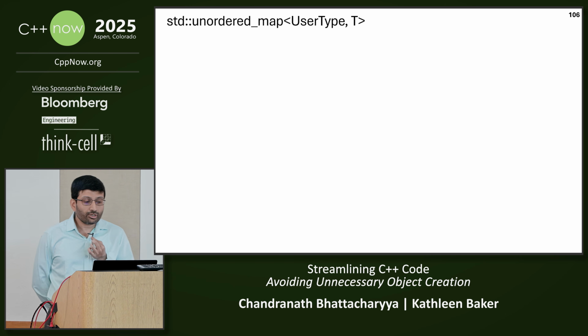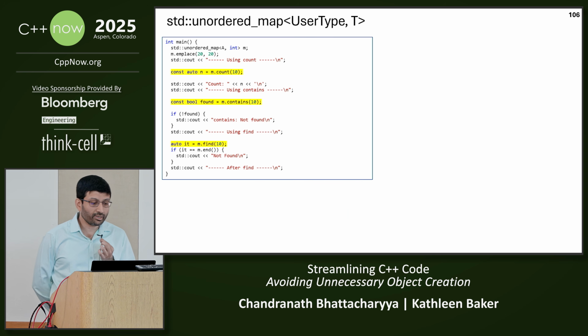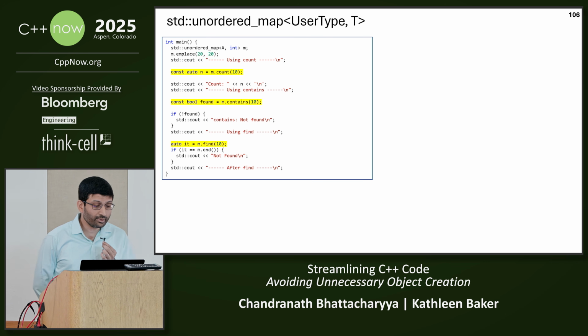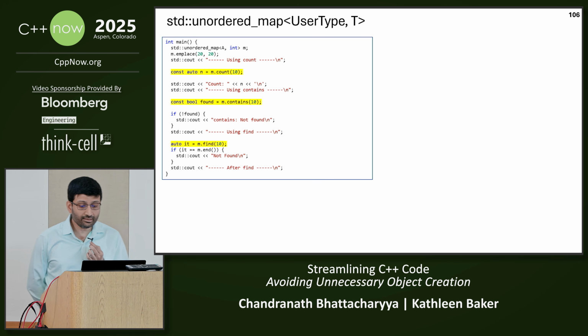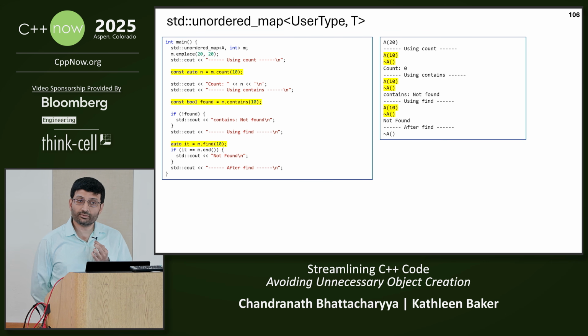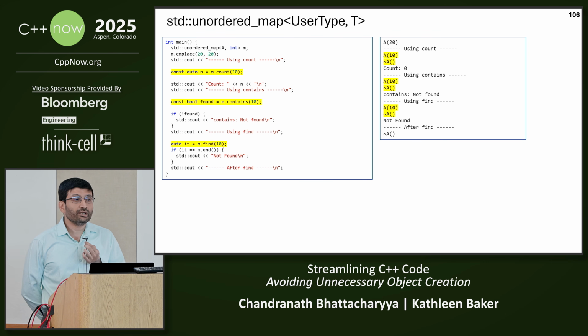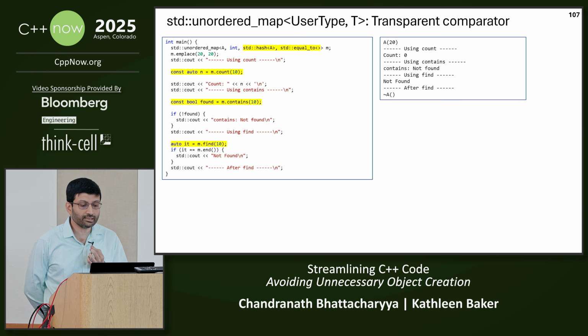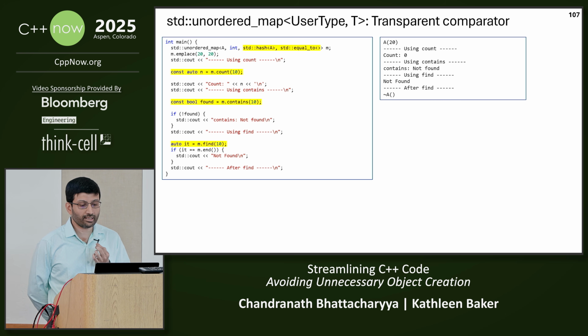Final type, unordered map. We are just creating the unordered map again like this, A and int. We're emplacing 20, 20 into it, calling count, contains, and find with 10. Here's the output, as you can see. And since we have already made the changes to our structure and hash function, in this case it becomes very simple. Just do that, and the temporary objects are gone. Okay, handing it over to Kathleen.